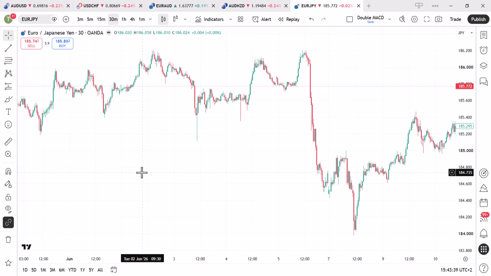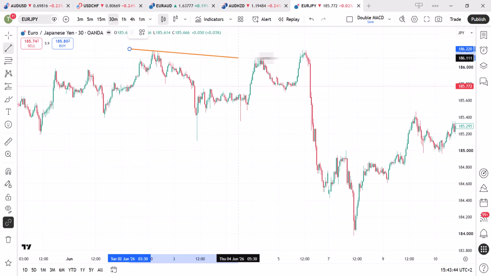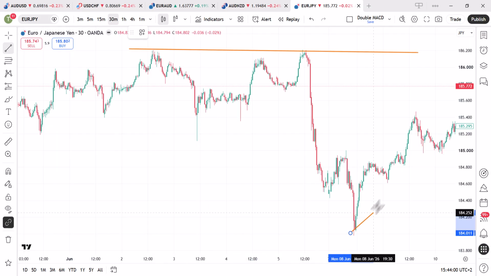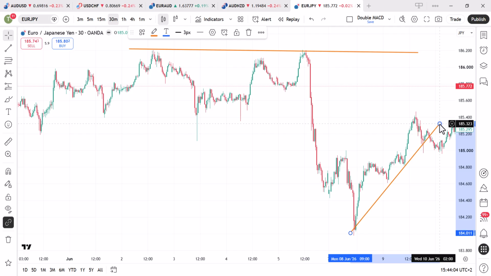How do you draw support and resistance? Look for at least 2 clean touches on a horizontal price level. Don't try to connect highs and lows in a diagonal level, because that is trend lines and not support and resistance.